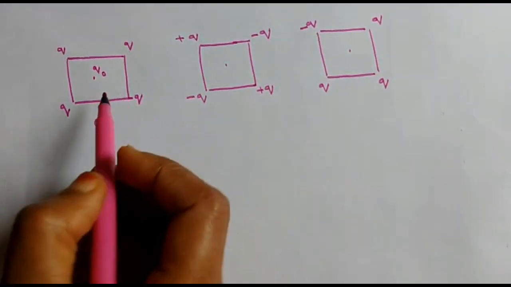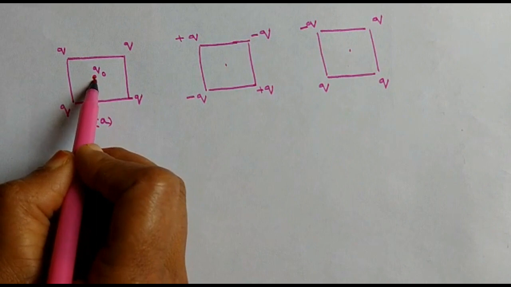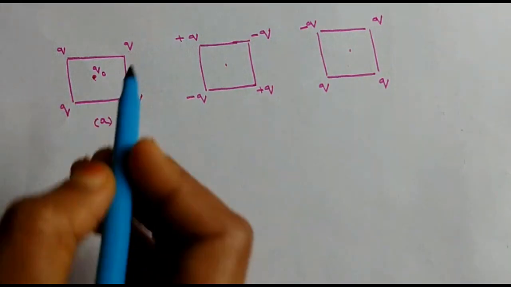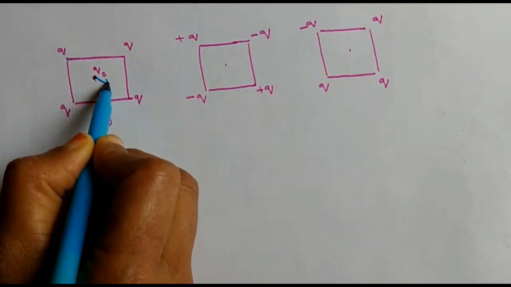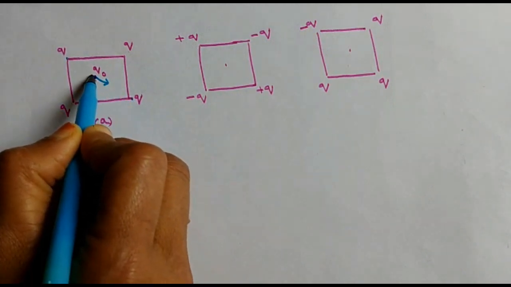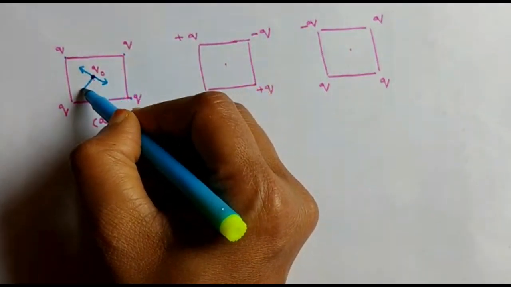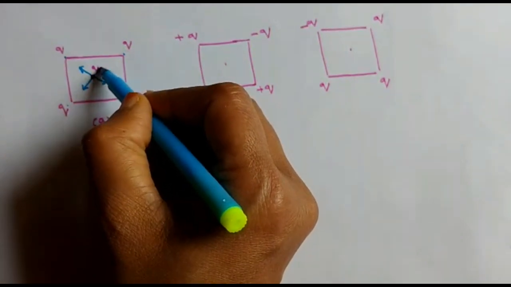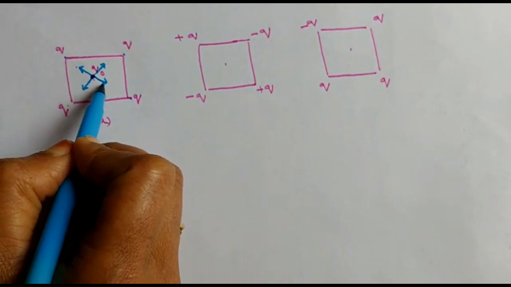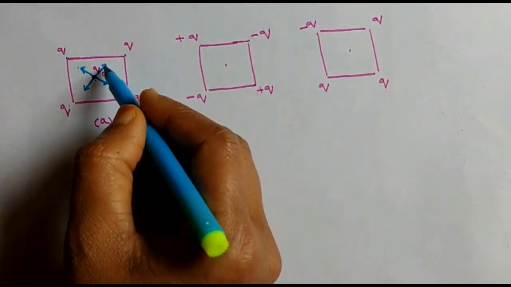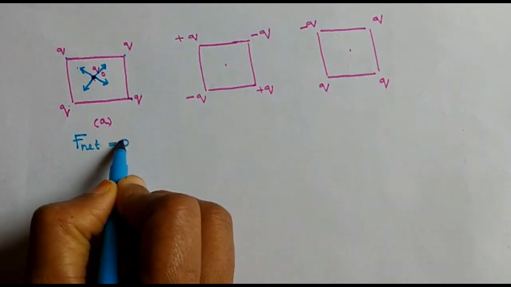Let's proceed. In the first case, just observe how many forces Q naught experiences. There will be 4 forces acting on Q naught. Due to the charge at this vertex, repulsion. Because of this charge, another repulsive force equal in magnitude. Due to this charge, repulsion. Again due to this charge, repulsion. So all the forces are equal. Equal and opposite forces cancel. These two are equal and opposite and get cancelled. So the net force acting on the central charge is 0.